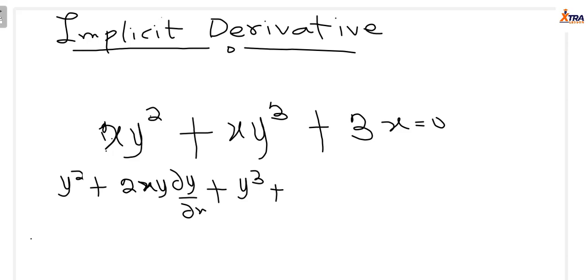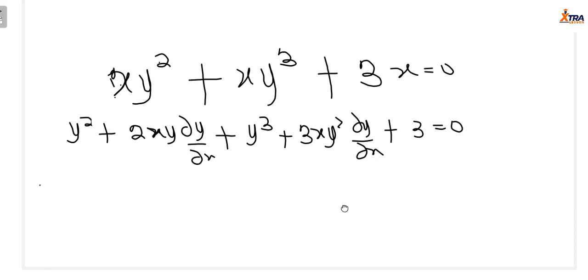Since we are having plus, we repeat as plus. We have 3x y raised to power 3 minus 1, so you put the y over the x. Plus differentiation of 3x here, we are having 3, which is equals to 0. So then we collect the ones with the y over the x, then transfer the rest to the other side.